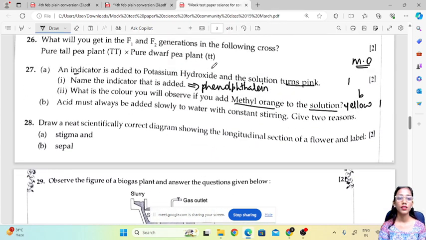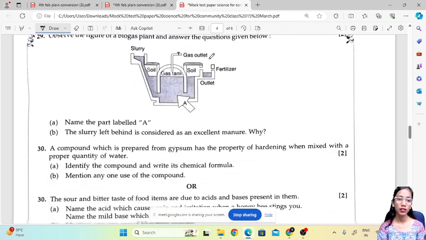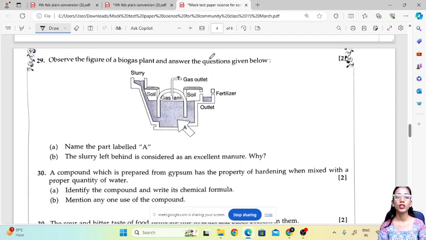Now question number 28 is done. The next one is question number 29. Observe the figure of a biogas plant and answer the questions given below. Name the part. Okay, now what is this figure? This figure is a biogas plant, the biogas digester.